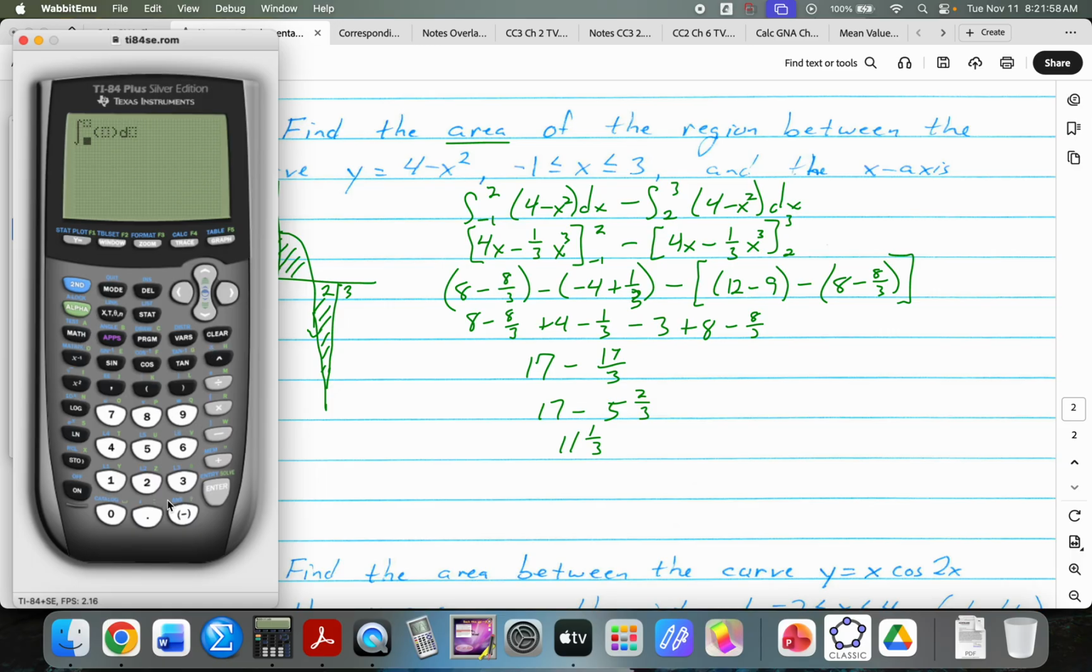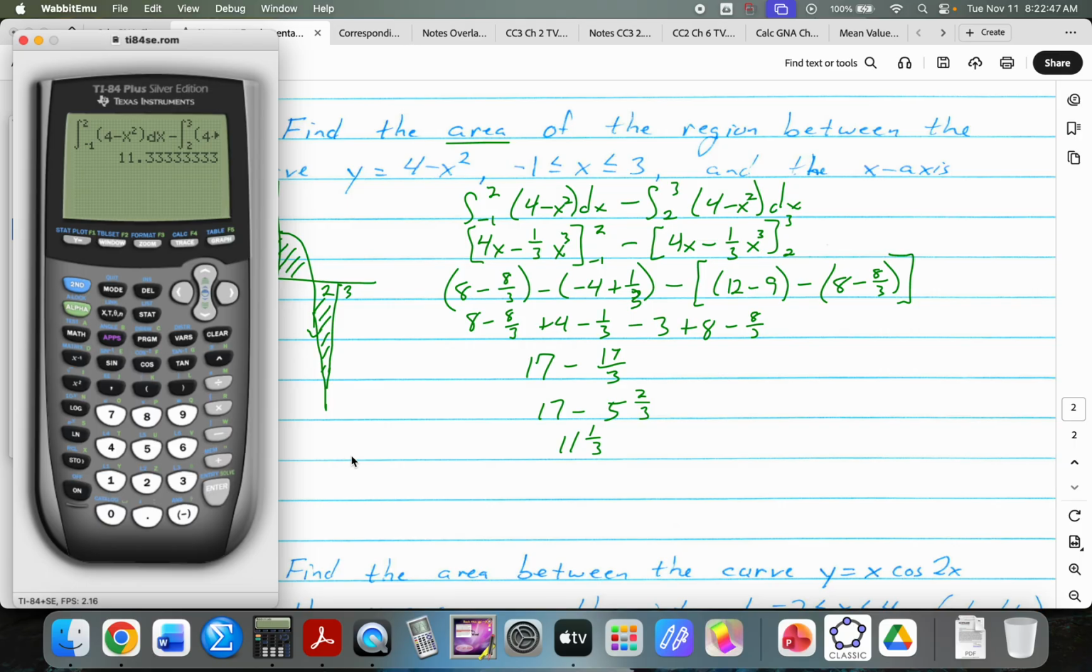Do math 9, the integral from negative 1 to 2 of 4 minus x squared dx, minus the integral from 2 to 3 of 4 minus x squared with respect to x. It's much faster than what we were doing, but you get the idea.